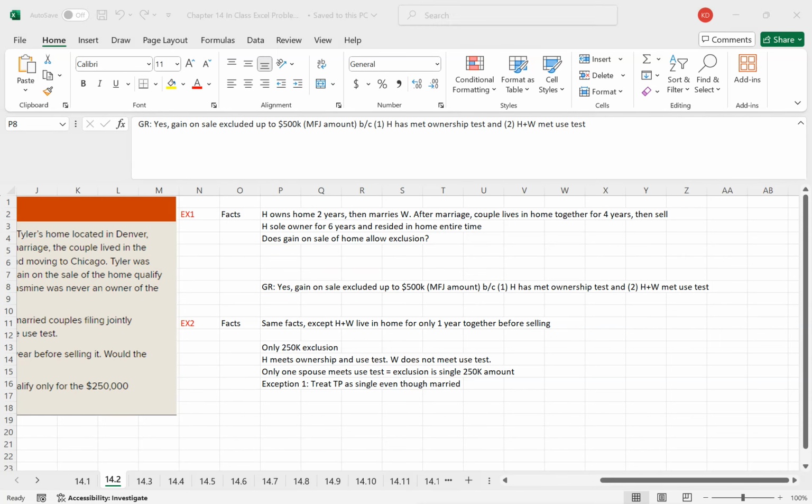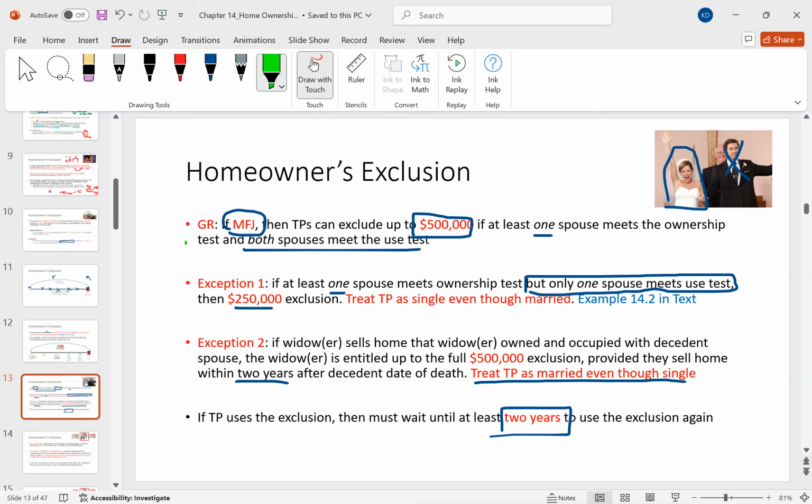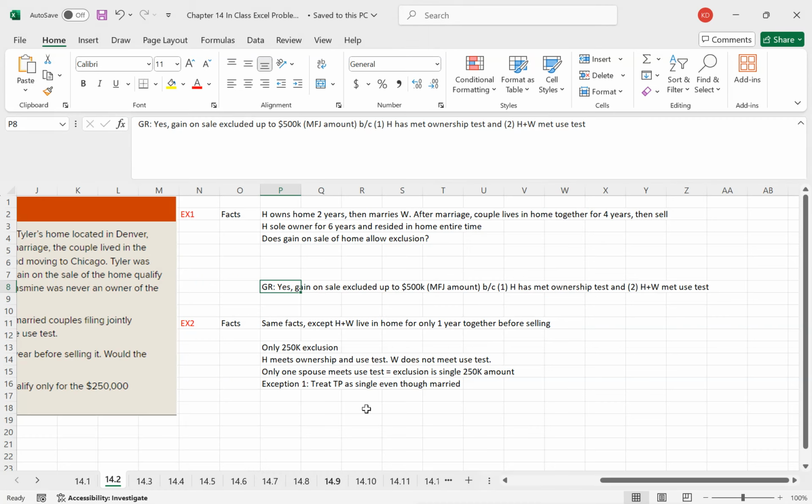Well, yes, right? We're talking here about the general rule. One of the spouses met the ownership test and both met the use test. Husband has met the ownership test and they both met the use test. They can exclude up to $500,000.